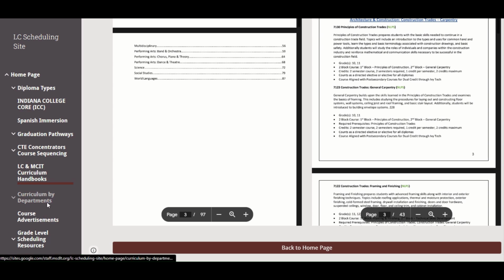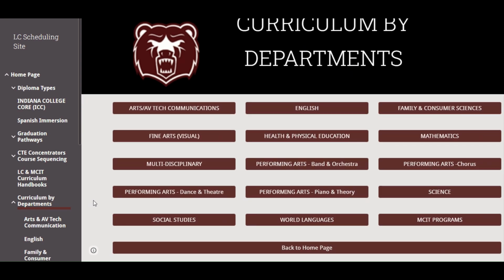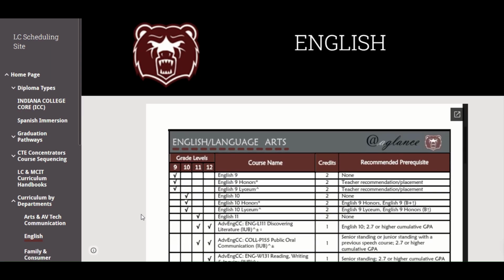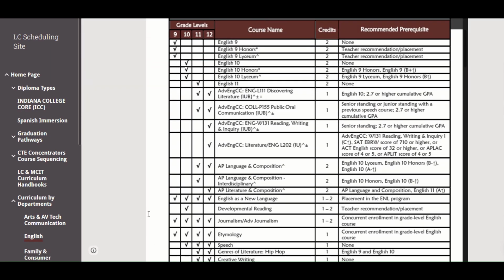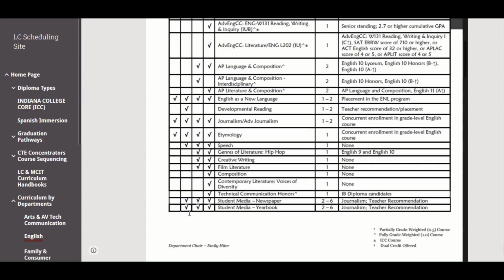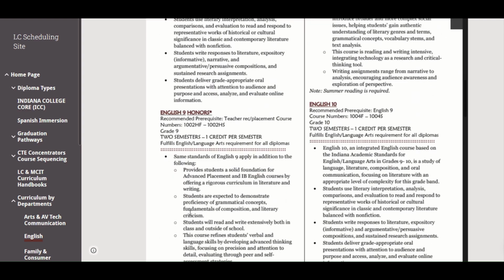When you select curriculum by departments, you'll find that we have listed all of the school departments and subject areas here. You can then select a department to see a quick overview of the courses offered, any prerequisites, and the grade levels the courses are available to. As you scroll, you can read full course descriptions of each course within that department.